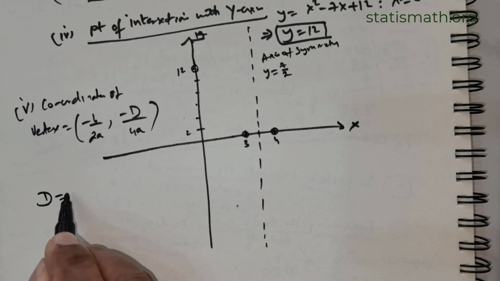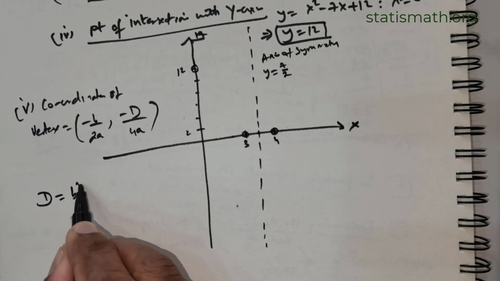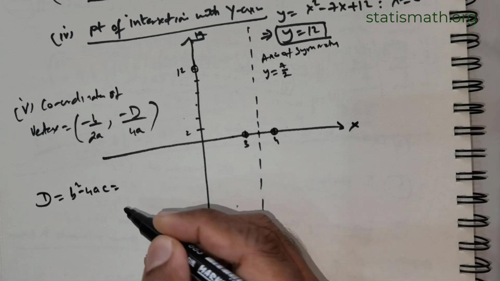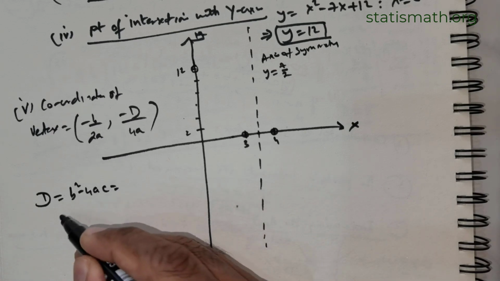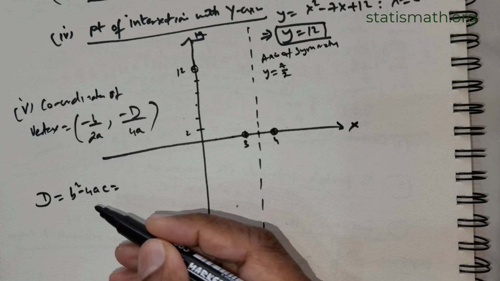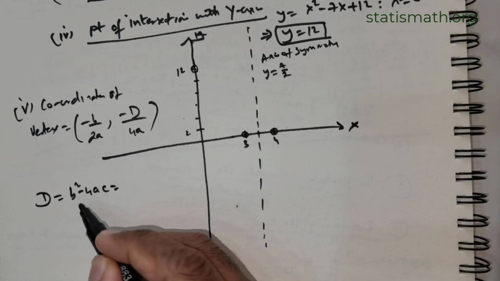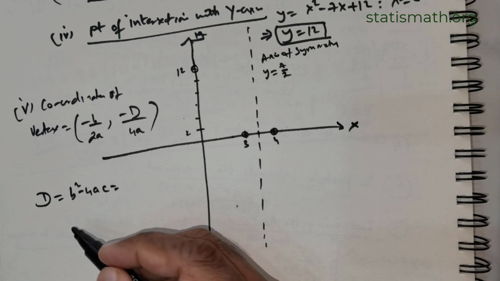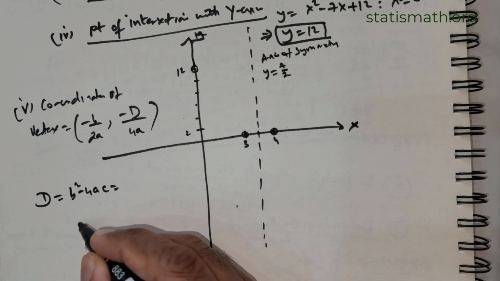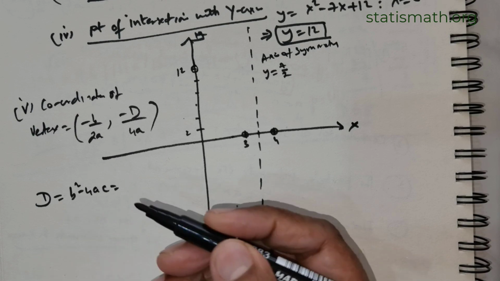Now d is nothing but b squared minus 4ac. And we could have actually obtained this value d instead of going on to factorize, because just with this we can determine the nature of the roots, but it's still okay.